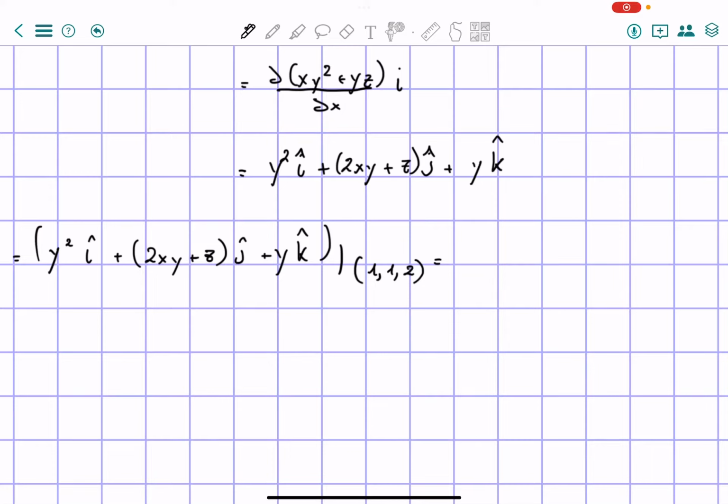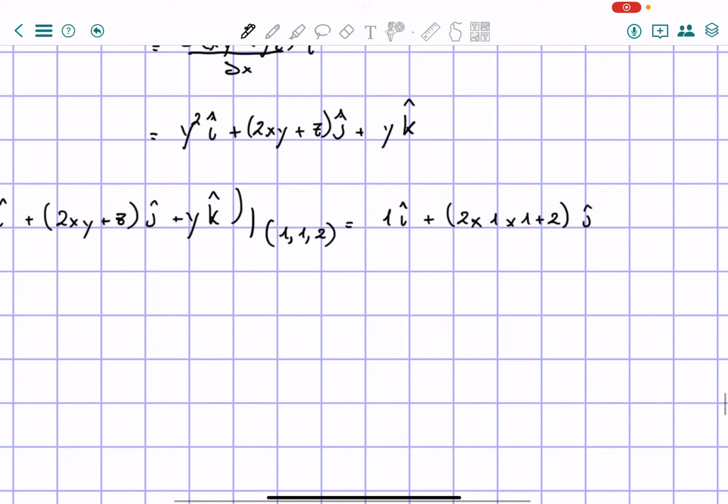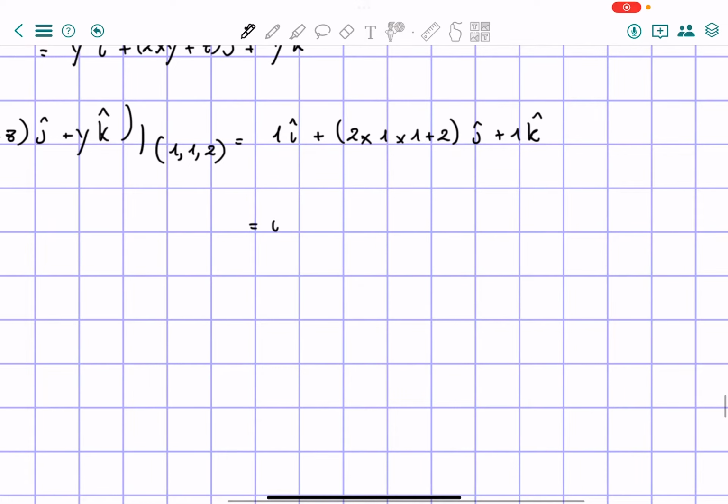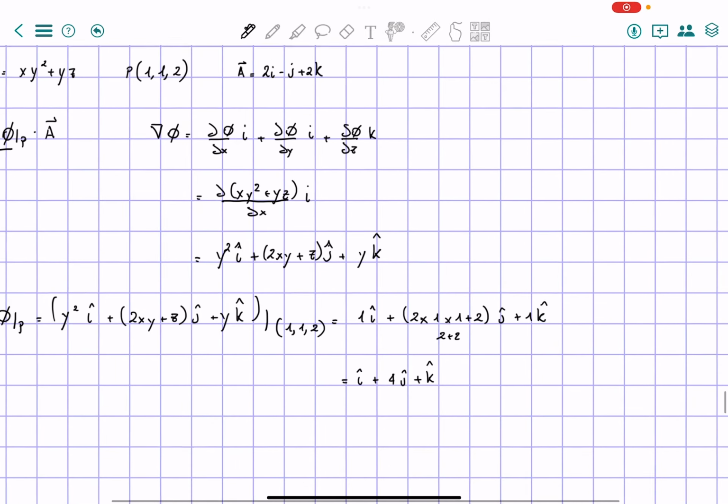So our first one will be 1 squared, which is 1 in the I direction, plus 2 times 1 times 1 plus 2 in the j direction, plus 1 in the k direction. So here we get the I direction, plus 2 plus 2, which is 4j hat, plus k hat. And there's our gradient at that point.